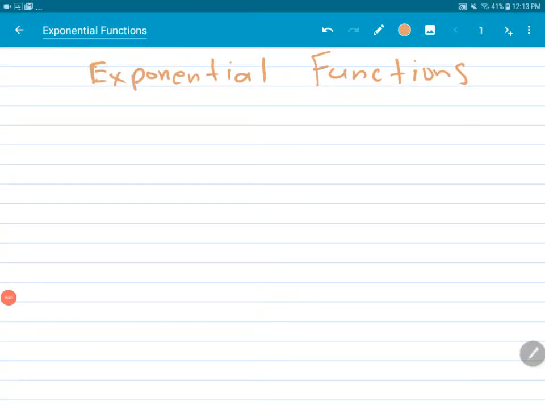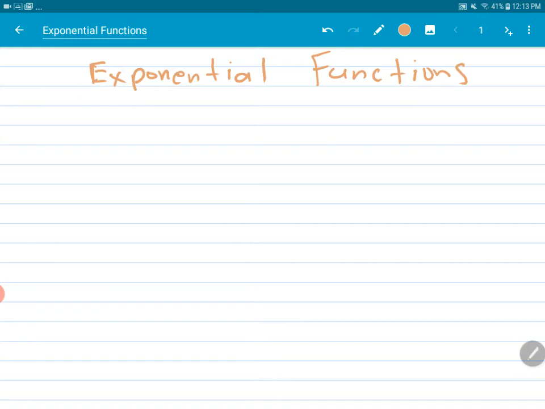Hello everyone, and welcome to our first lesson of our next unit, Unit 3, which is exponential functions. So we're going to start off with saying, well, what is it? What does it look like? What's the equation like? And kind of just doing some experimenting with it so you guys can have a chance to play around and get comfortable with this new equation.